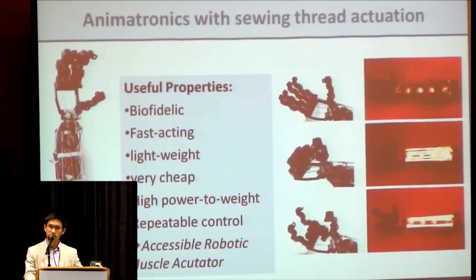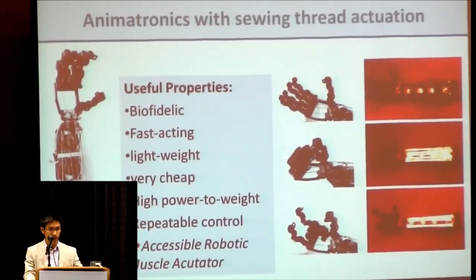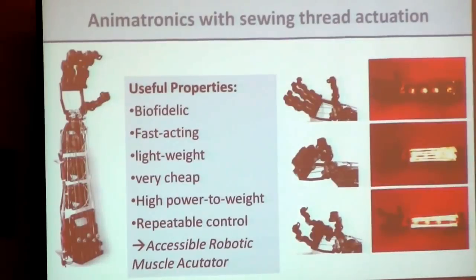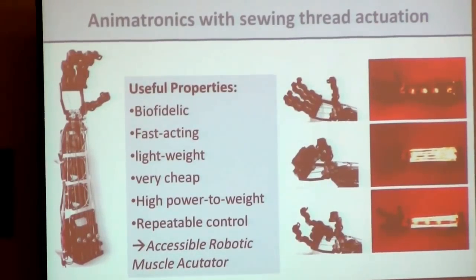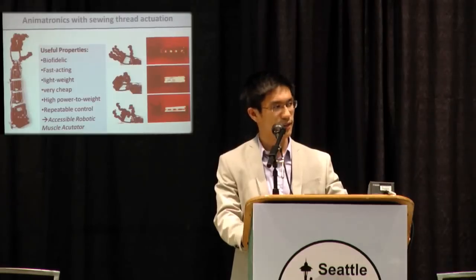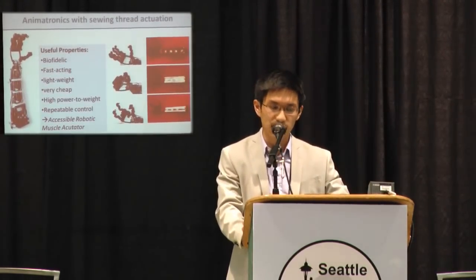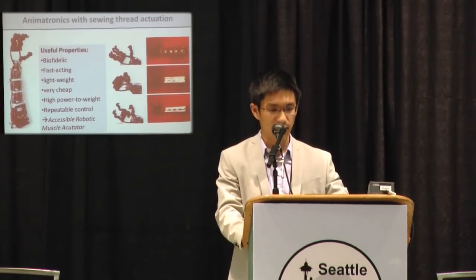What we built was an animatronic hand with 5 digits. The digits were actuated completely using these sewing thread actuators. The useful properties of this meant that it was a biofidelic muscle. It was fast-acting, lightweight, and very cheap because all it was was sewing thread. It obviously had high power to weight ratios and was repeatable in control. In this case, it was open loop control. So this gives the idea that it's an accessible robotic muscle actuator.